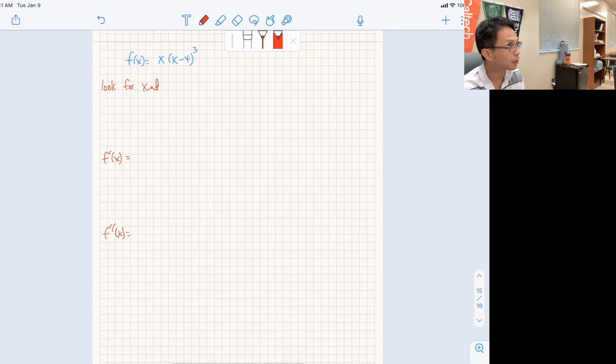But the first, the original function, can you look for the x-intercept? It's really easy. There's two values. There's an x-intercept there. Right off the bat, you should be able to see it. Each factor equal to 0 is going to give you an x-intercept.